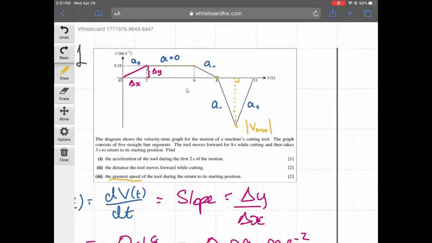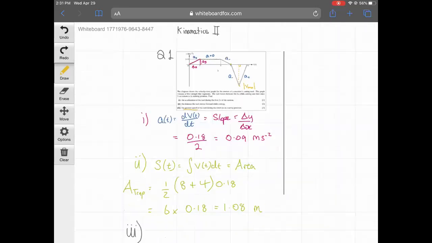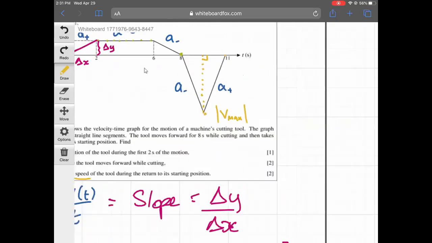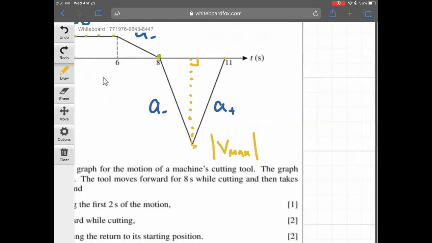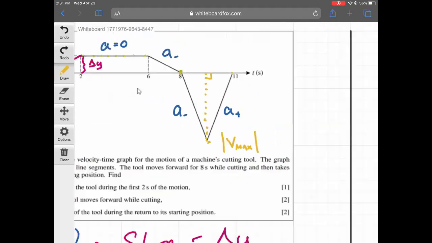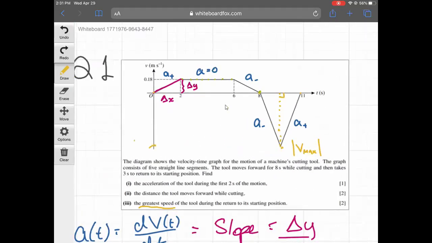During the return to its starting position, so it's during that part. So what we need to know in order to work out the height, if you think about things that we could possibly know about this triangle, well, we know the base, right? We know the base of the triangle is 3. The height is what we're trying to work out. The height is not given. We don't know what the height is. So the only other thing about the triangle that we could possibly know would be the area.